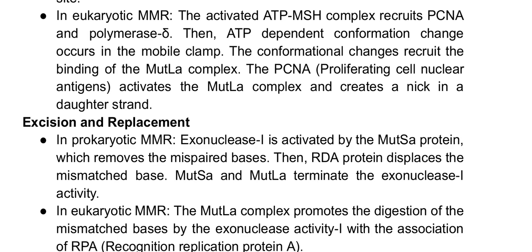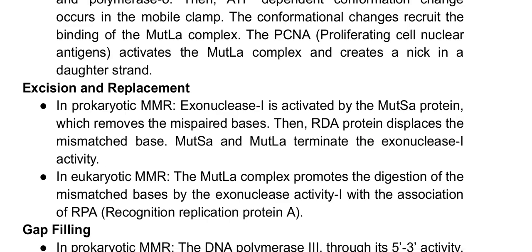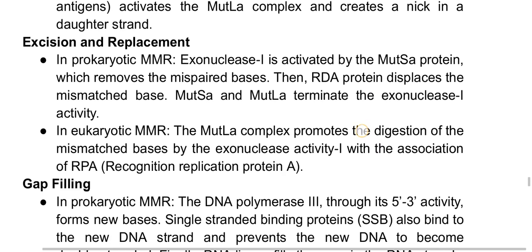In eukaryotic MMR, the activated ATP MSH complex recruits PCNA and polymerase delta. Then an ATP-dependent conformational change occurs in the mobile clamp. The conformational change recruits the binding of the MutLα complex. The PCNA, proliferating cell nuclear antigen, activates the MutLα complex and creates a nick in the daughter strand.